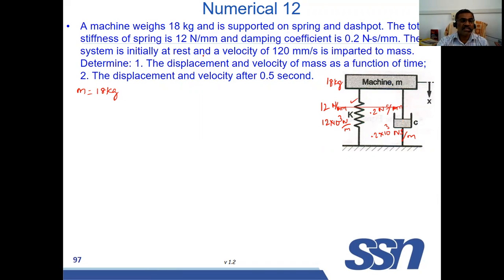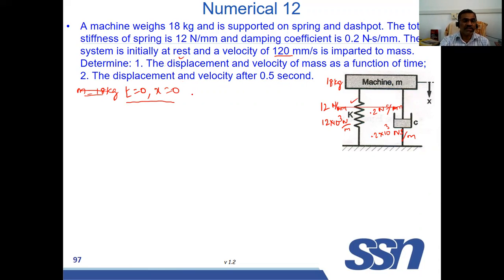And the system is initially at rest, with a velocity of 120 millimeter per second. So initially the system is at rest. Rest means its displacement is zero. When t is equal to 0, x is equal to 0. This is the first boundary condition.